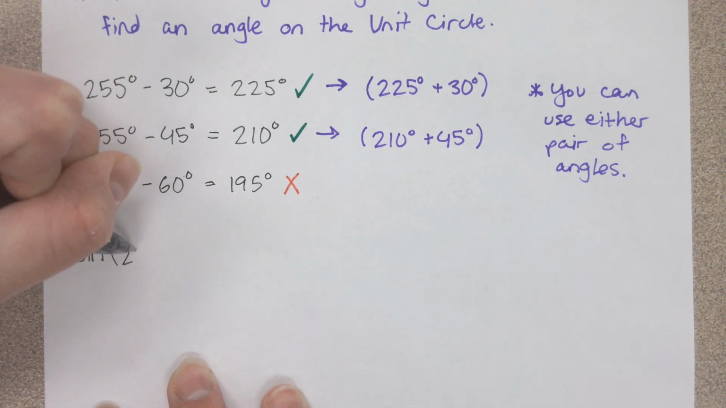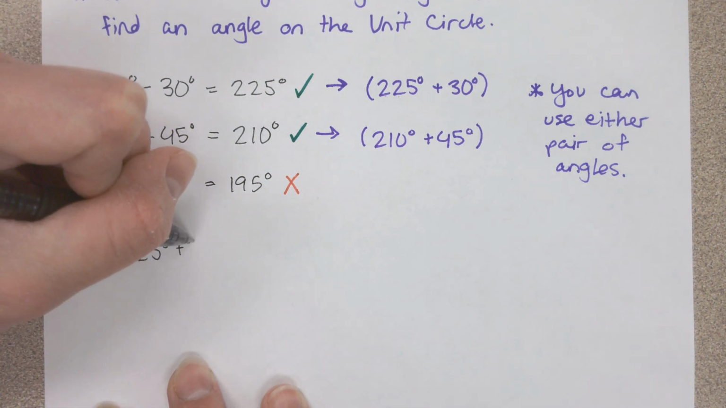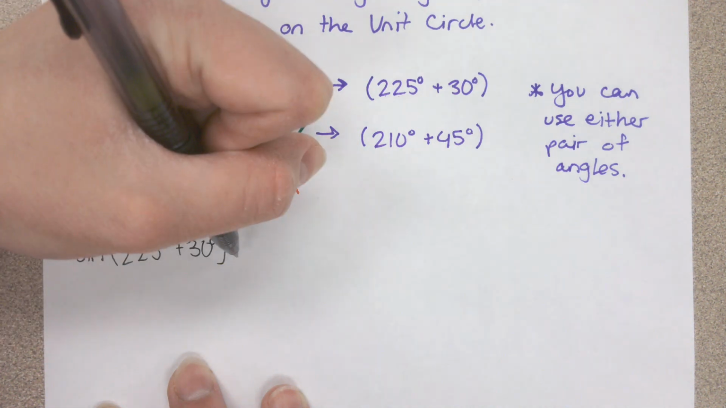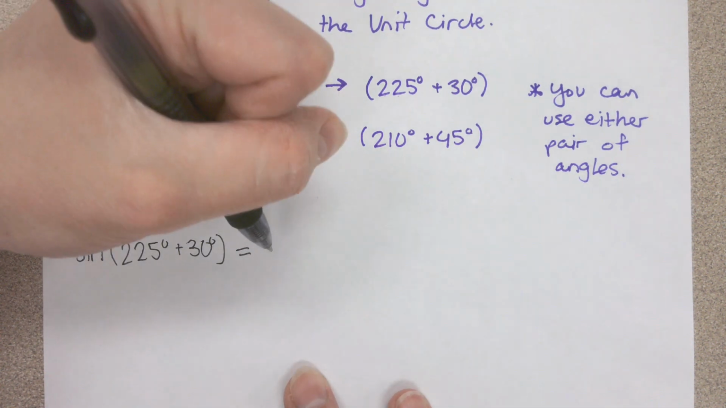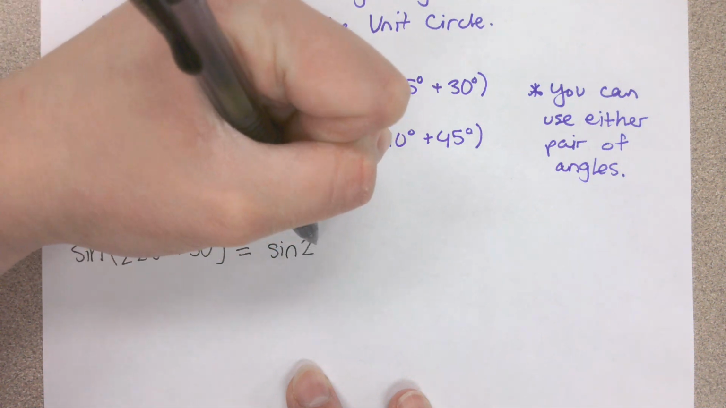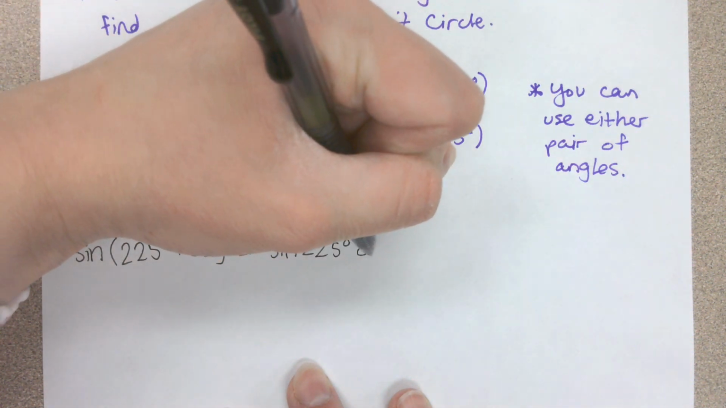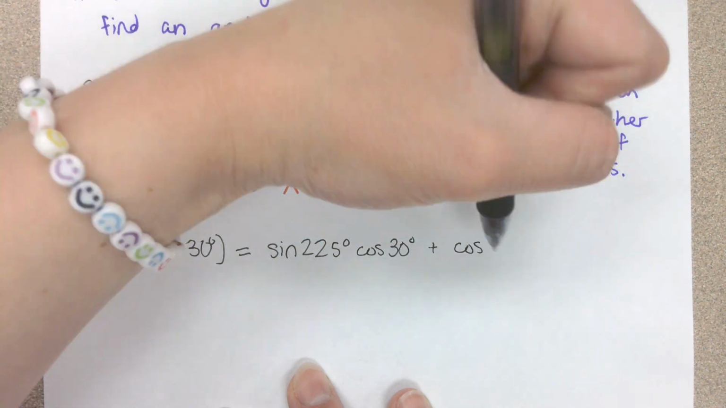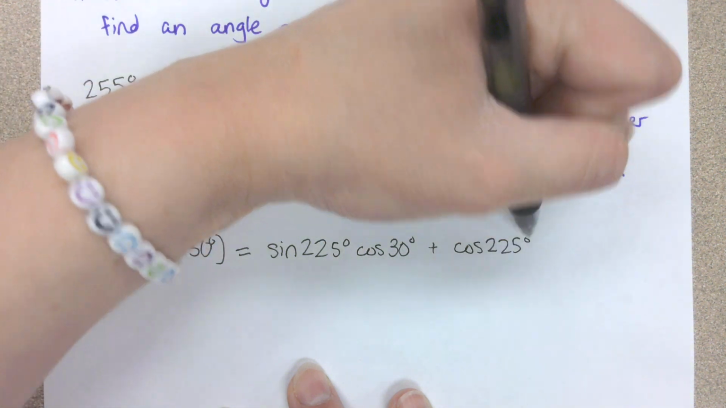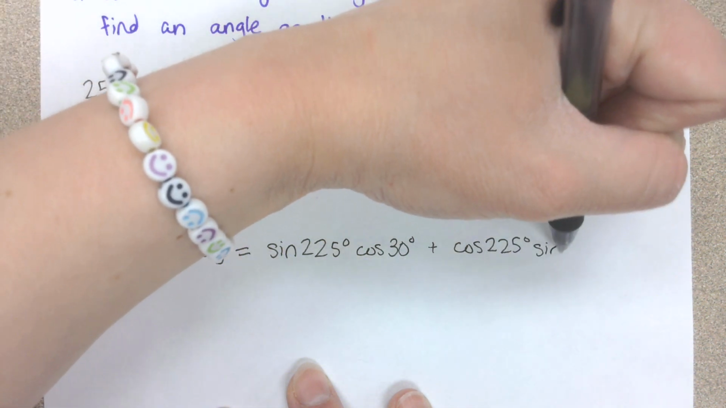Sine of 225 degrees plus 30 degrees equals, using the sum formula, sine of 225 degrees cosine of 30 degrees plus cosine of 225 sine of 30.